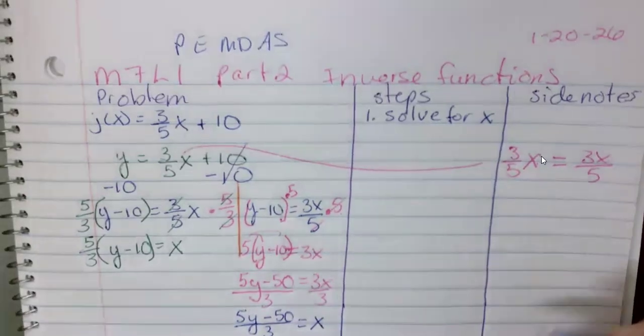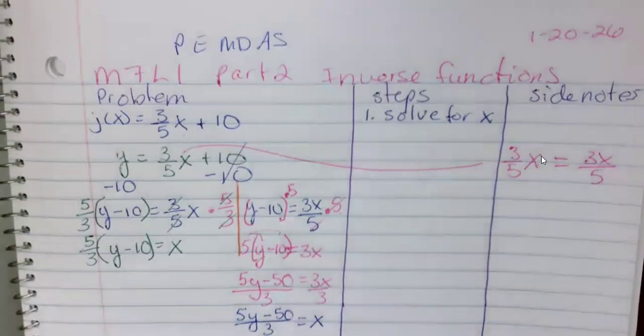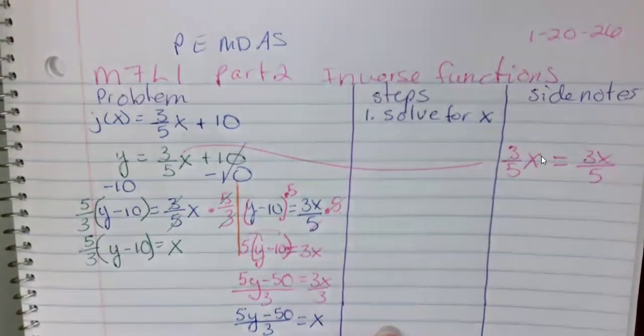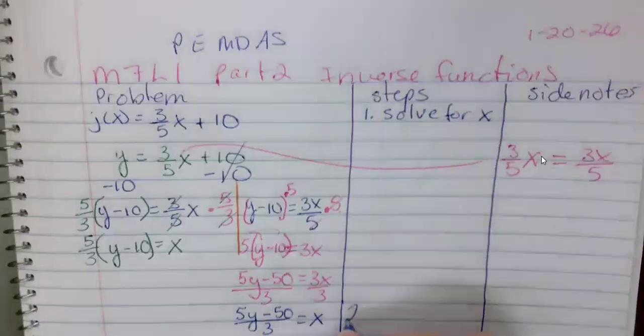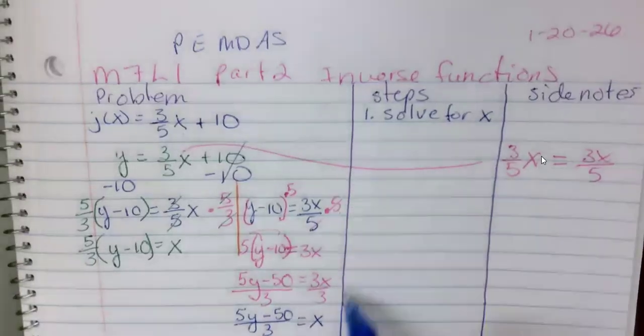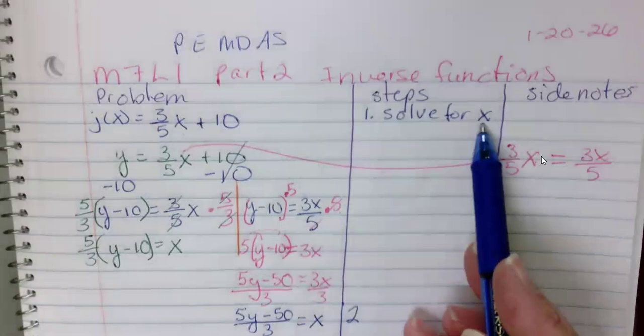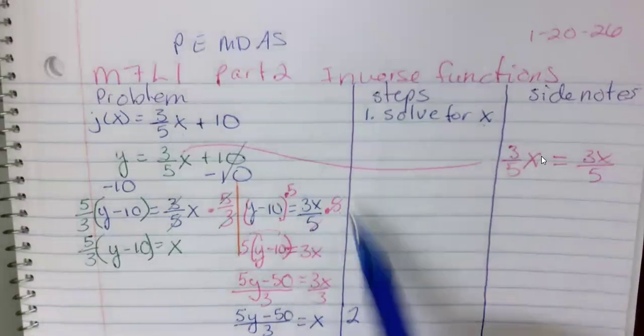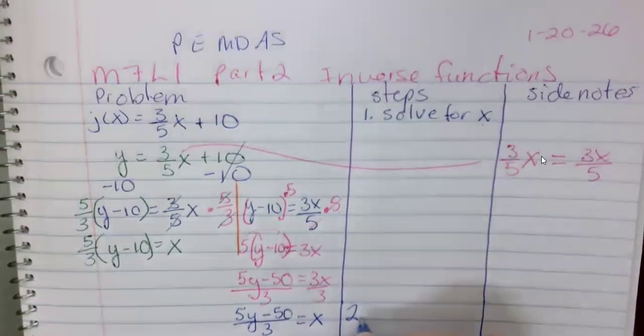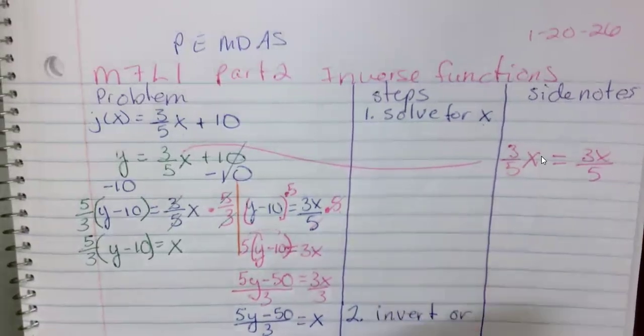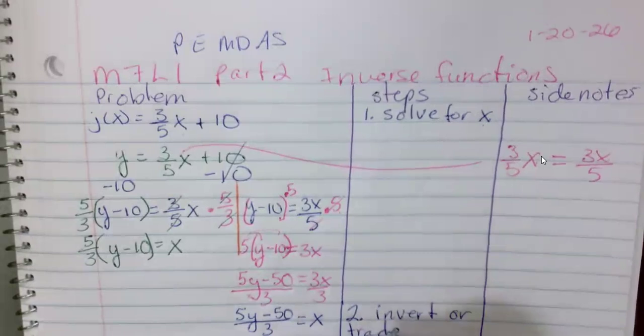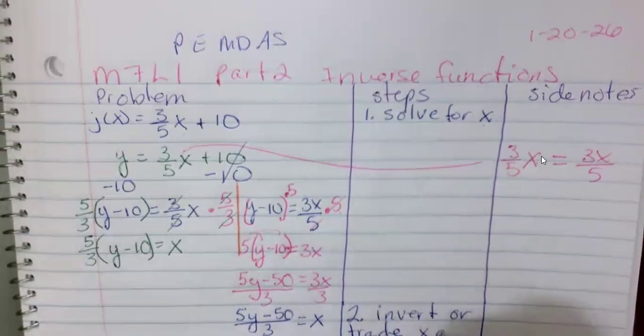And now we are to our second step. So notice all of this was solved for x. Solving for x takes a few steps, right? Step 2 is to invert or trade your variables. I'm going to write trade x and y.